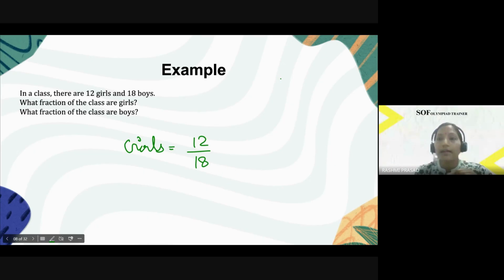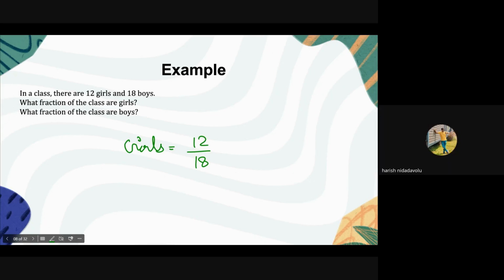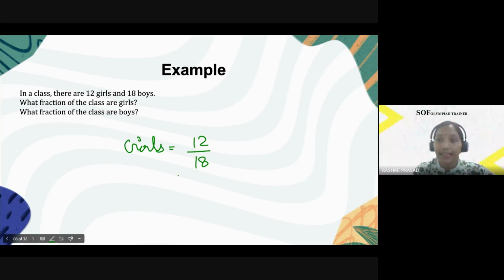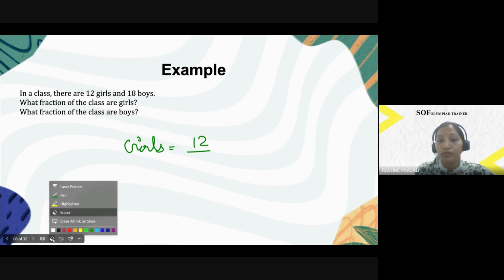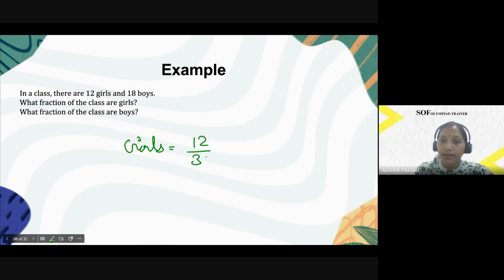Tell me, Vihan, one thing. How many total students are there? I'm not talking about boys and girls. I'm talking about the total students. 30. So why is it 18 here? It should be out of total, right? So total is 30. Out of 30, 12 are girls. So the fraction for girls is 12 over 30 or 12 upon 30.